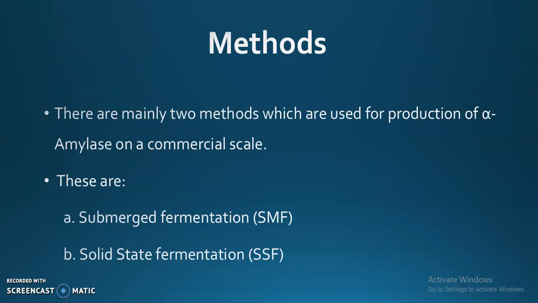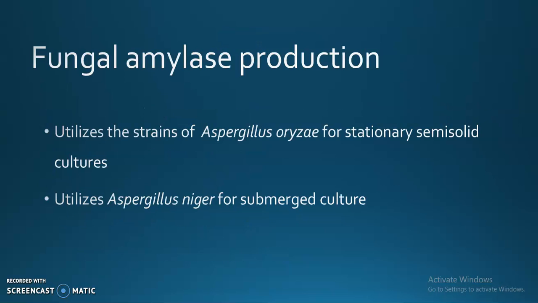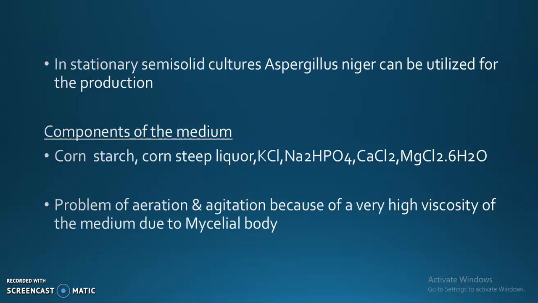The methods employed for the production of amylases on a commercial scale. Two methods are there, submerged fermentation and solid state fermentation. First one is fungal amylase production. It utilizes the strains of Aspergillus oryzae and the method used is stationary semi-solid cultures. That is, we are utilizing Aspergillus oryzae for stationary semi-solid cultures, and Aspergillus niger can be utilized for submerged culture methods.